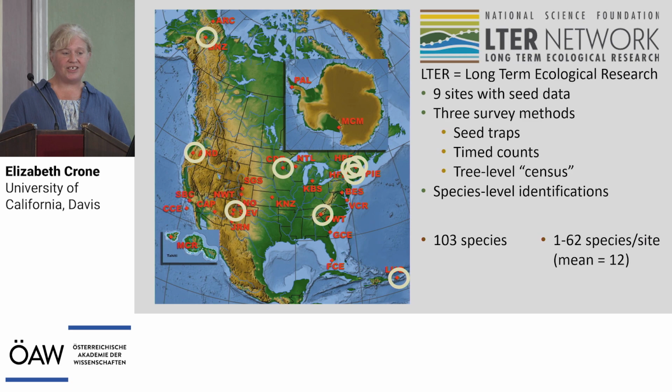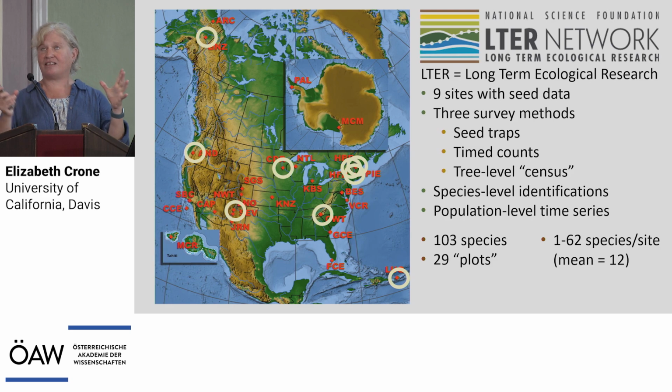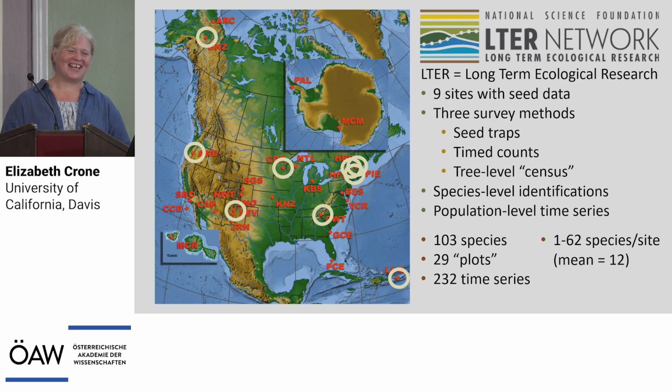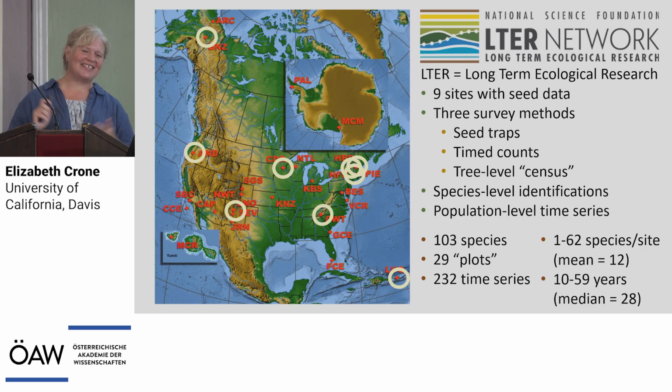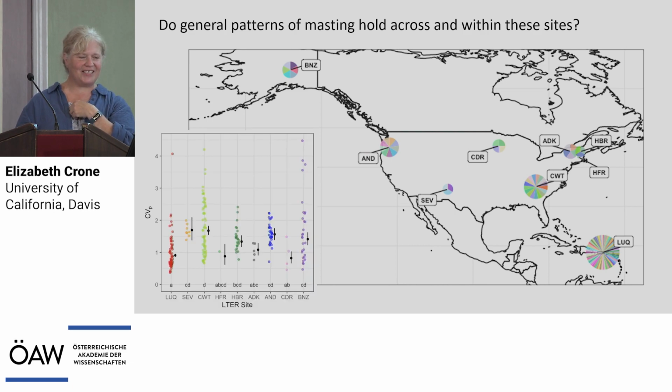We have 103 species with 1 to 62 species per site, a mean of 12. Population level time series, there's 29 plots or climatologically different sites across the 9 LTER sites. 232 time series, and 10 to 59 years, because this is the US and nothing is done the same way at every site. So here's a picture of the 9 sites that we have data. Here the circles' area is proportional to the number of time series. The colors reflect the different species. There's differences in variability across the 9 sites.